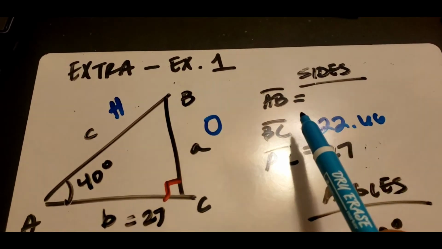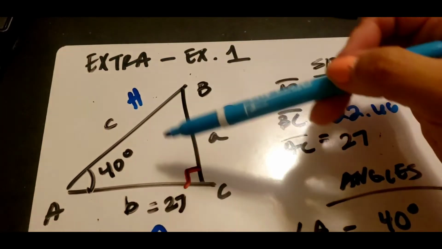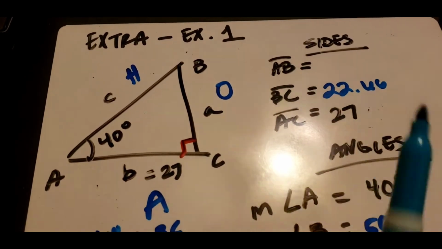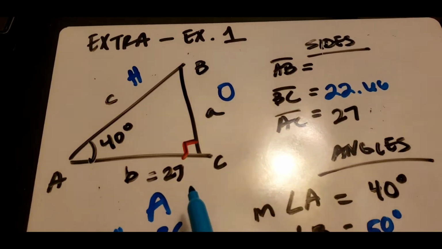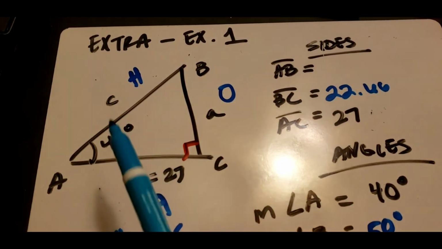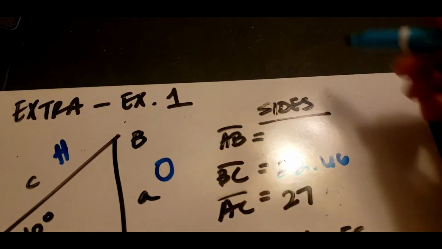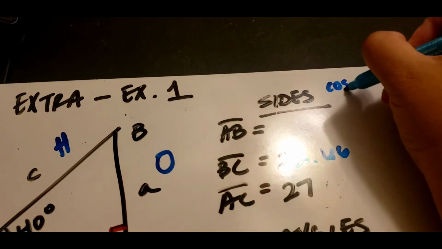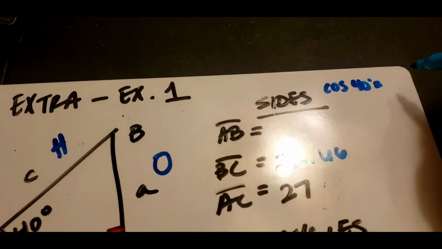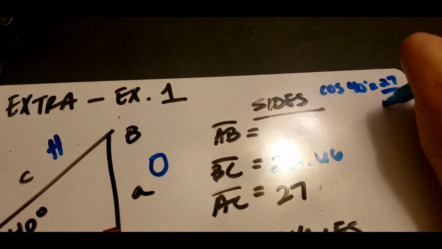All right, so now I'm going to work with AB, and I'm going to stick with these two as well. I always work with whatever's given, so that way I don't get them wrong. 27 is adjacent, and AB is my hypotenuse, so that's going to be cosine. I ran out of room down there, so I'm going to do it here. So cosine of 40 degrees equals adjacent, which is 27, over hypotenuse, which is AB.